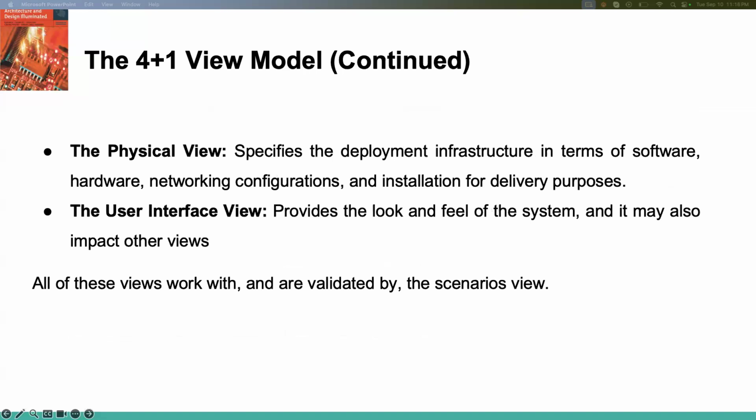The physical view focuses on the deployment infrastructure. It describes how the software is installed, where it runs, and how the system hardware and networking configurations are set up for delivery. It's like laying out the architecture of the hardware and network that supports the software.